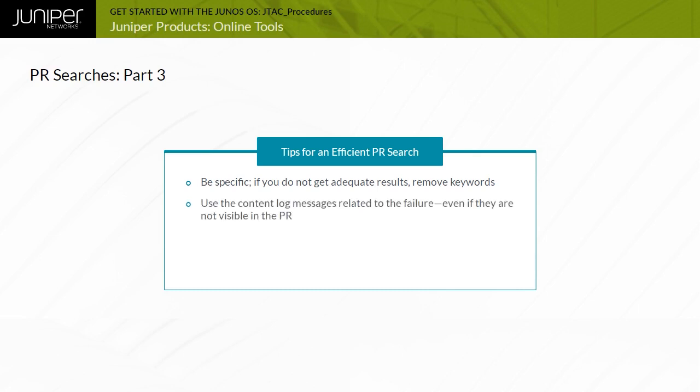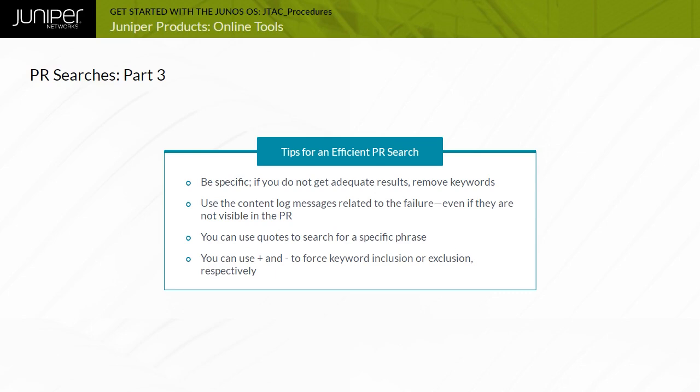Use log entries related to the failure. The PR index includes related log entries. Do not cut and paste from log files into the search form. Remove host names and numerical values that might be specific to your router. Search for an exact phrase by using quotes. Use the plus and minus operators to force inclusion or exclusion of keywords. The minus or exclusion operator is the most useful because it enables you to remove unwanted entries easily.